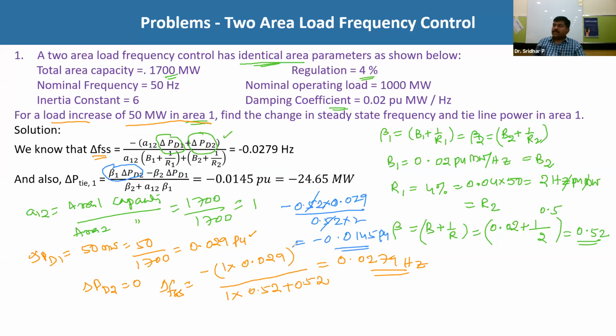But what about this? This is the tie line power, so tie line power should be in megawatt. You have to convert this per unit value, so this is 0.0145 into the capacity of 1700. So this is minus 24.65 megawatt. Why minus? Because that is some dip in the tie line power, so because of that we got minus. Like this we have one or two problems to solve. I think this problem is clear to all.